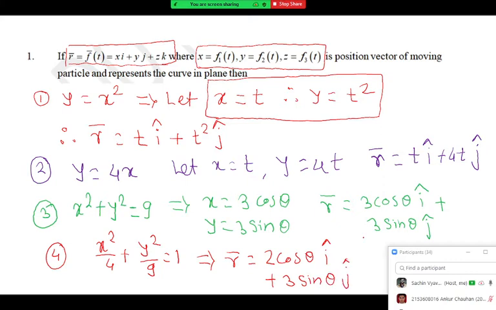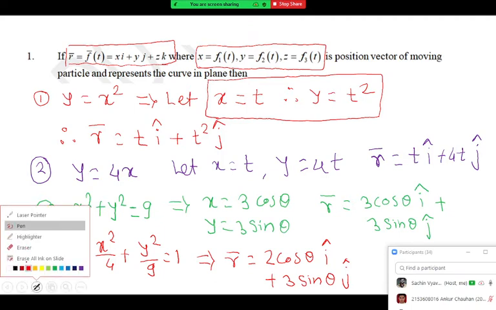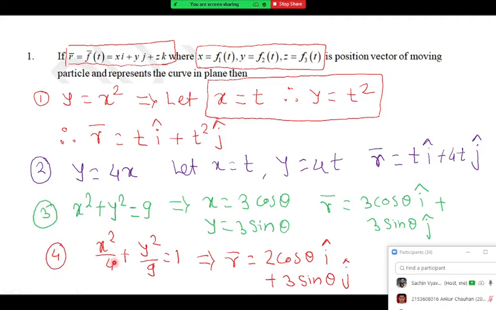So this will be the vector equation of an ellipse. Remember, there is an alternative way to write the vector equation for the circle as well as the ellipse. For a circle, yes, you can put y equal to t. If y is t, x becomes root of 9 minus t square. That way also you can write the parametric form. So that is an alternative way.